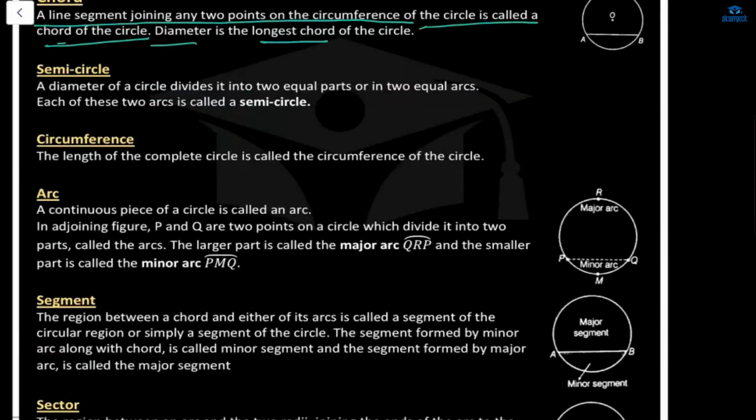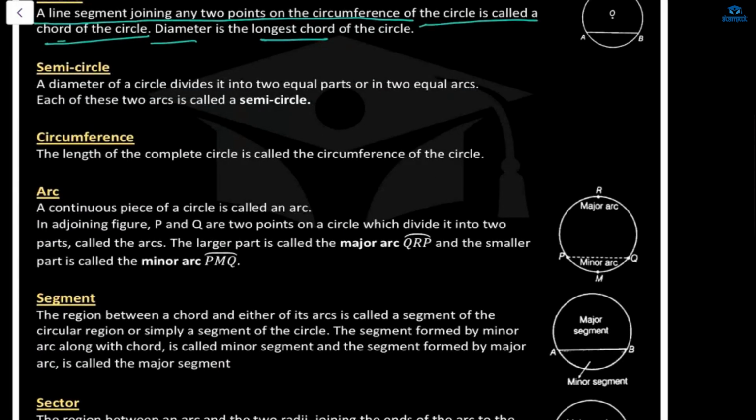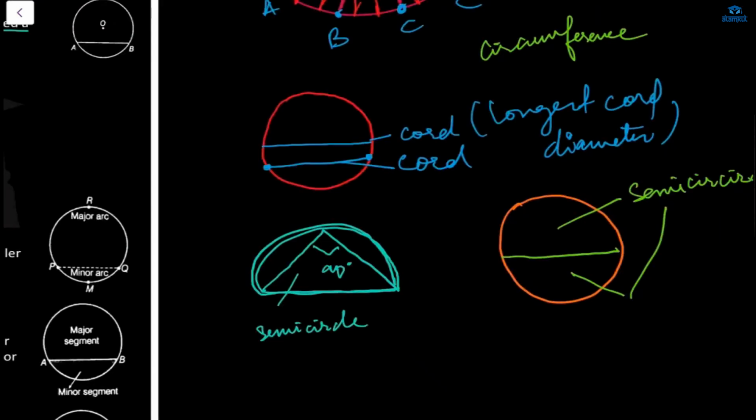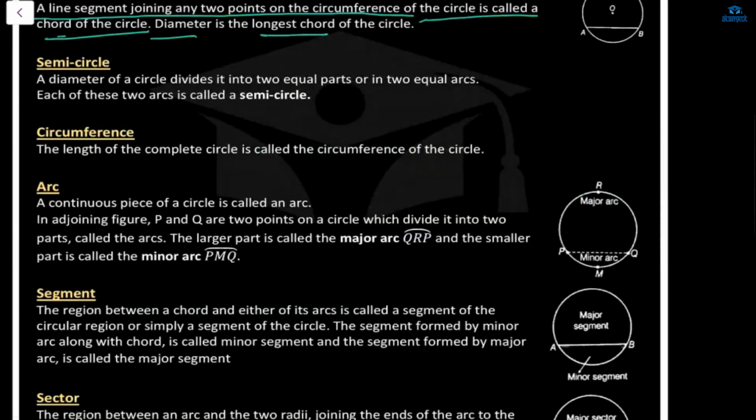Now the definition of semicircle: a diameter of a circle divides it into two equal parts or two equal arcs. Each of these two arcs is called a semicircle. Arc means this portion. This curve is called an arc. If you are representing this arc as PQR, you have to use the arc symbol: arc PQR.